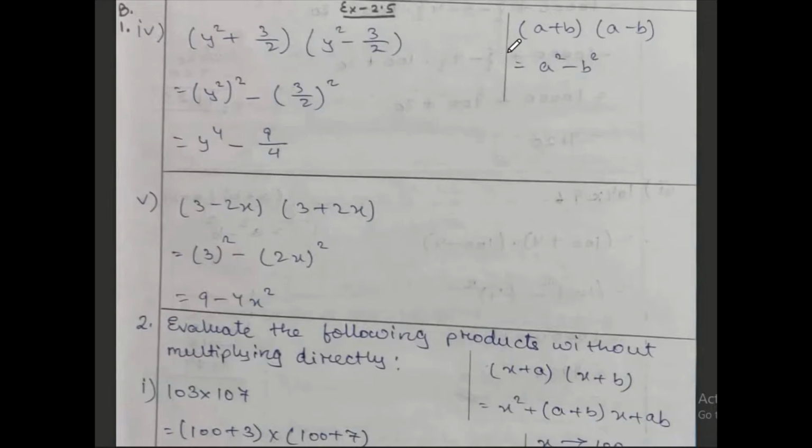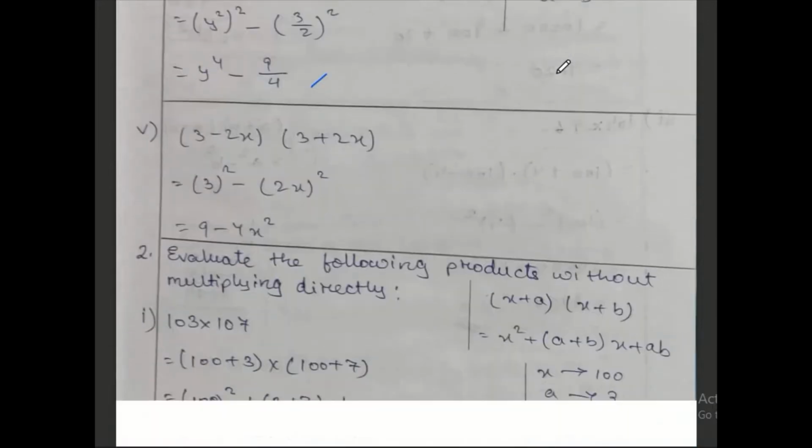So you can apply this formula: a plus b into a minus b is equal to a square minus b square. Your first one is a, second one is b. A plus b, a minus b is equal to a square, that is (y square) whole square, minus (3 by 2) whole square. Since they are double power, you can make it y to the power 4 minus 3 square 9, 2 square 4. This is the answer based on this formula.